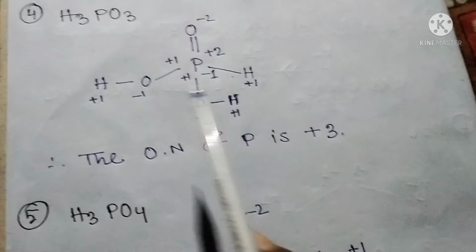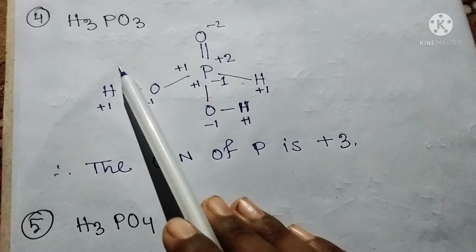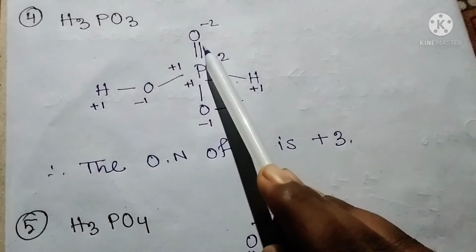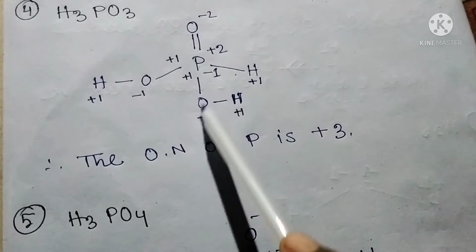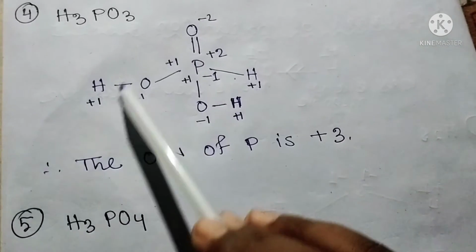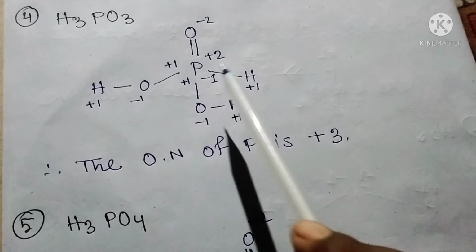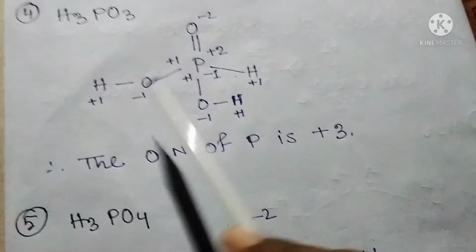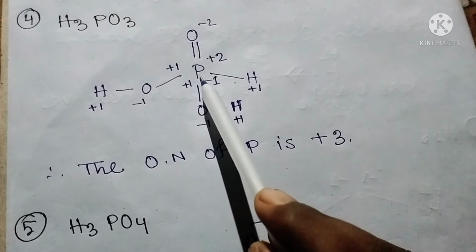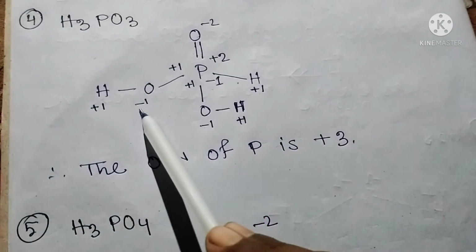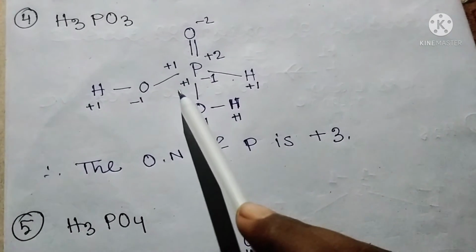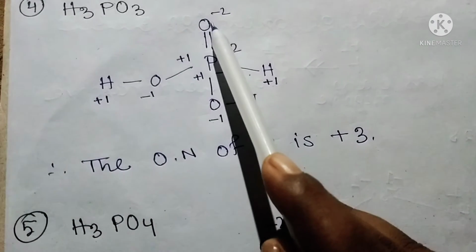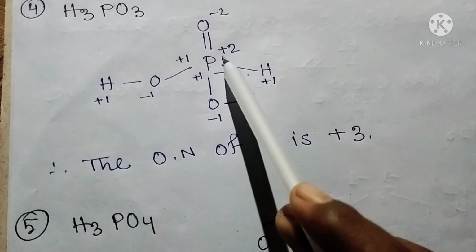Next example is H3PO3. At first draw the structure of H3PO3. P double bond O, single bond OH, single bond OH and H. This is the structure of H3PO3. Here are 1 phosphorus, 3 oxygen and 3 hydrogen. Now phosphorus is less electronegative than oxygen, so here we get -1 +1, -1 +1, and here a double bond arises, so here we get -2 and here we get +2.